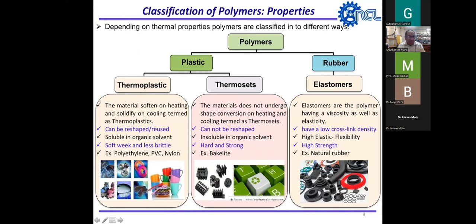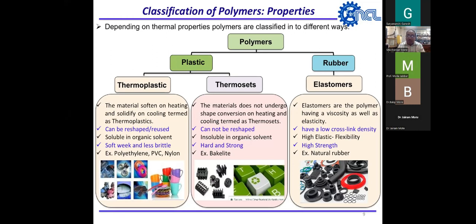So examples are nylon, polyethylene, and PVC, and you can see more of these atoms. Another class of these plastics is thermosets. So what is the difference between thermoplastic and thermoset? Thermosets cannot be reshaped. A material that does not undergo shape change on heating and cooling is termed a thermoset. It cannot be reshaped, is insoluble in organic solvents, hard and strong.